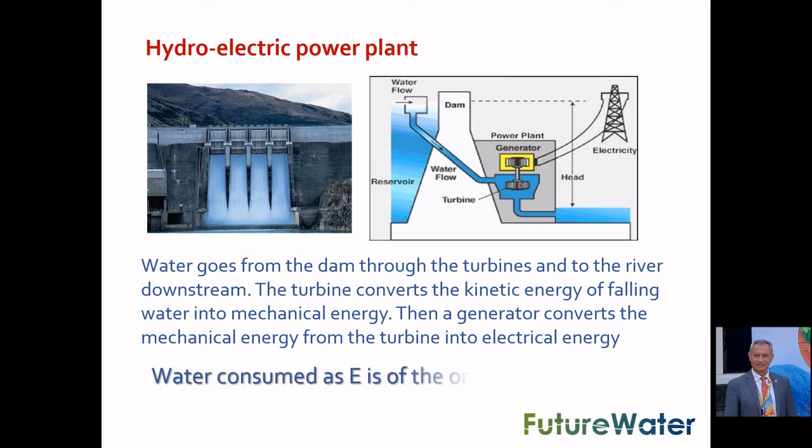In this case, what is the water consumed? Essentially, it is the water that is evaporated from the dam. And generally, it can be of the order of 10%, but this is very variable, depends how big is the dam, how much surface from the dam is exposed to the solar radiation, to the atmosphere.